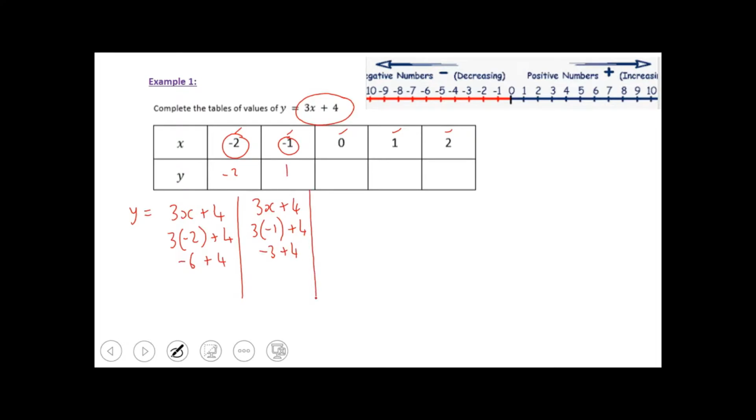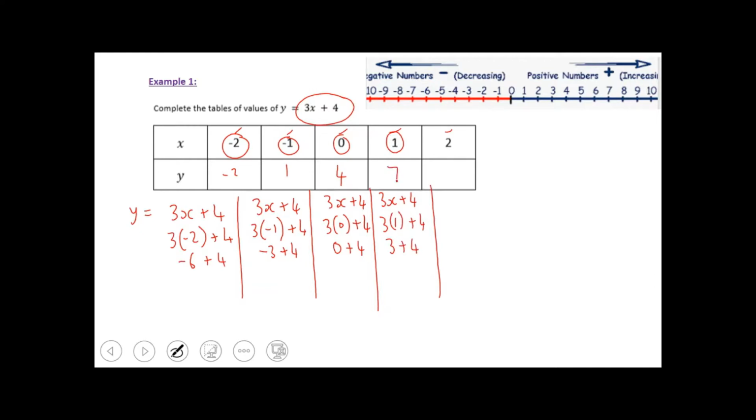For the next one up here, again I can write down 3x plus 4. So this time I'm going to replace my x with a 0. So 3 times 0, anything times 0 is 0. 3 times 0 is 0. 0 plus 4, and I should have 4 up here. For the next one, again let's write down 3x plus 4. I'm going to replace the x with the 1. So 3 times 1 plus 4. 3 times 1 is 3, plus 4 is 7.